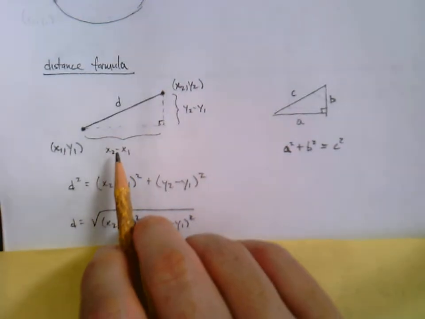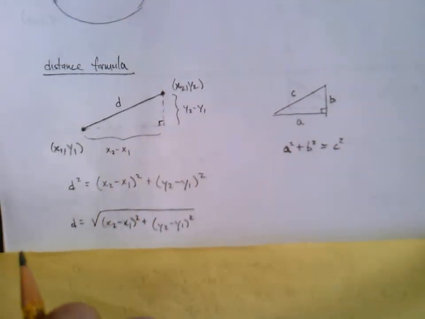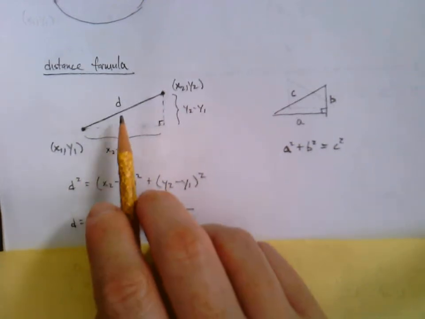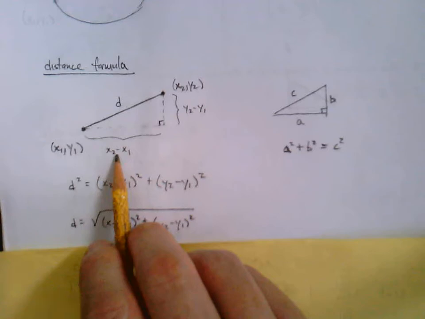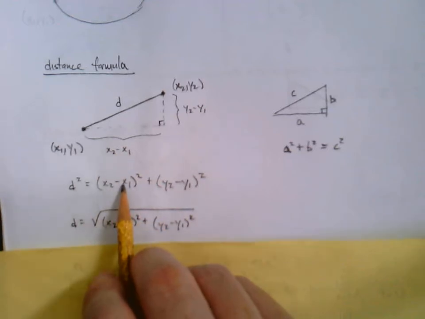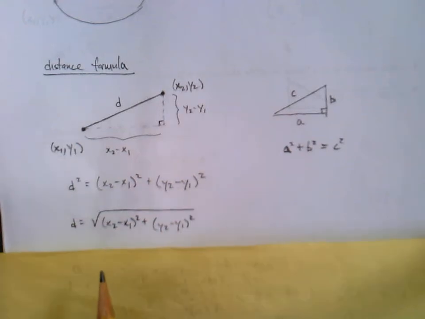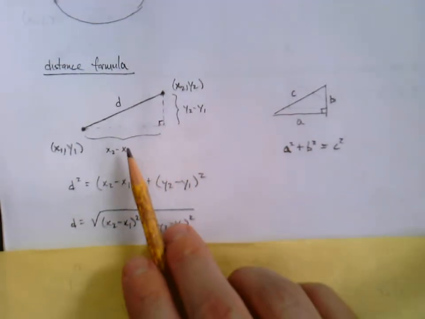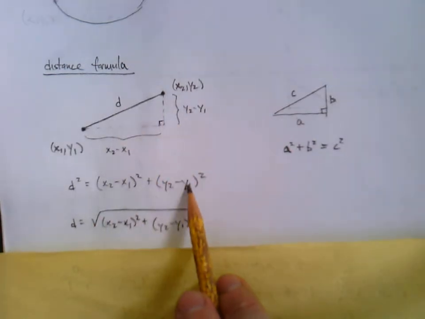Okay, now I can describe that. I've kind of switched up the order. I put the hypotenuse first. d squared equals x2 minus x1 quantity squared plus y2 minus y1 quantity squared, which is what fits the Pythagorean theorem, right? a squared plus b squared equals c squared.